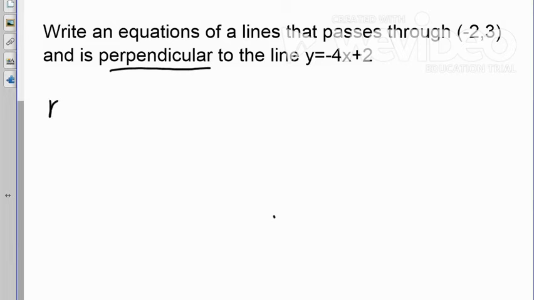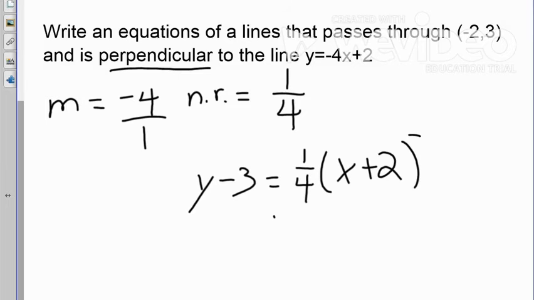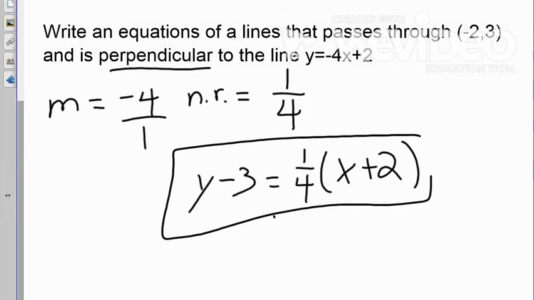Okay? One extra step here, we just have to make sure that we find that negative reciprocal. So the negative reciprocal is going to be the reciprocal of -4/1, so this is going to be 1/4. And since it started negative, it's going to stay positive here. So we are going to plug in that point again. So y minus 3 is equal to 1/4 now as our slope, x plus 2. All right, we're done with that one.